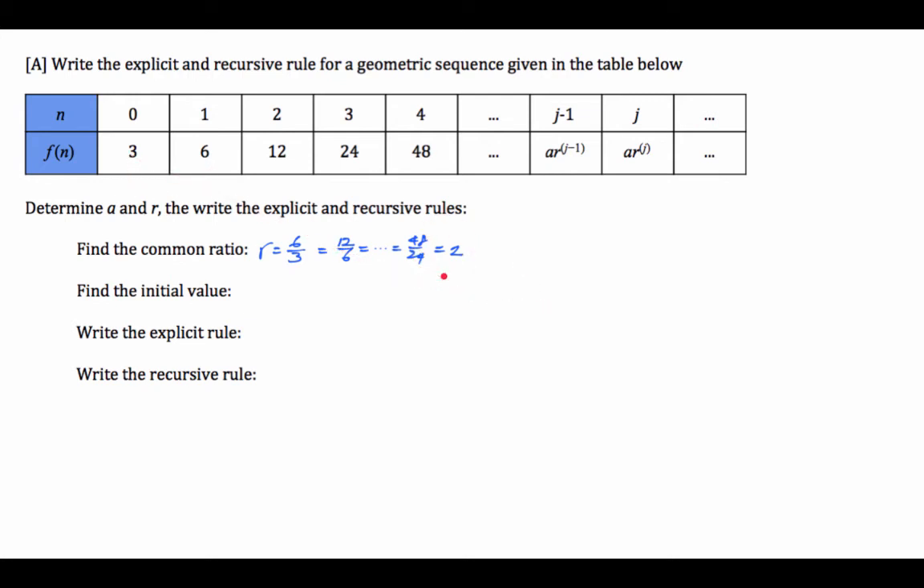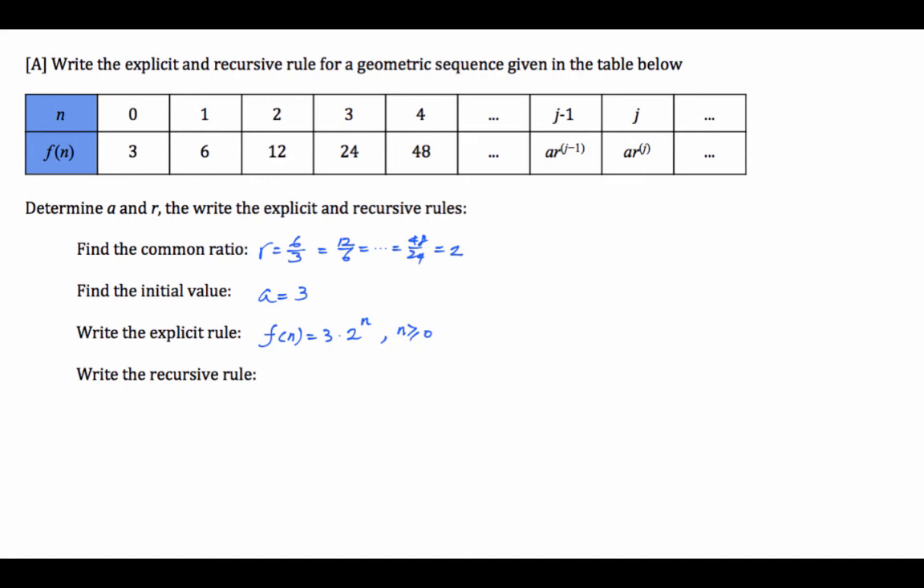Looking at this list, the initial value is 3. We usually denote that with a. So the explicit formula is f of n is 3 times 2 to the n, where r is the common ratio. And in this case, because n started with 0, we write down n. If it started with 1, we write n minus 1. If you have a problem with this, we'll try to clarify that in class.